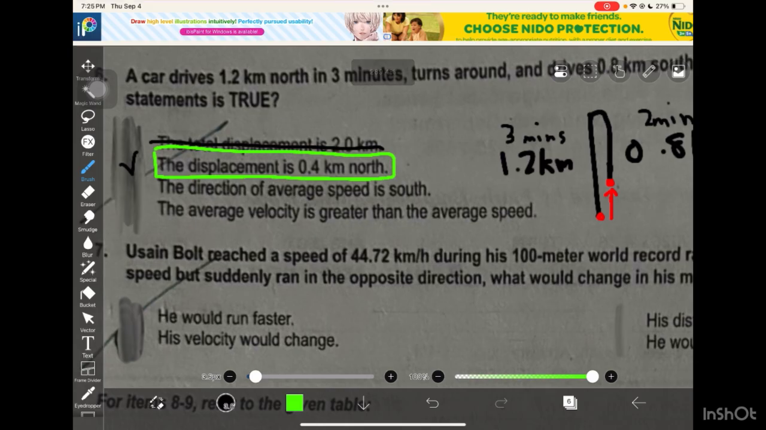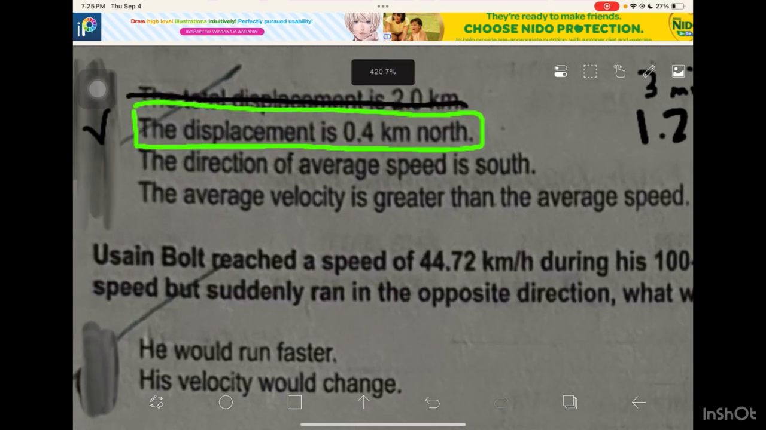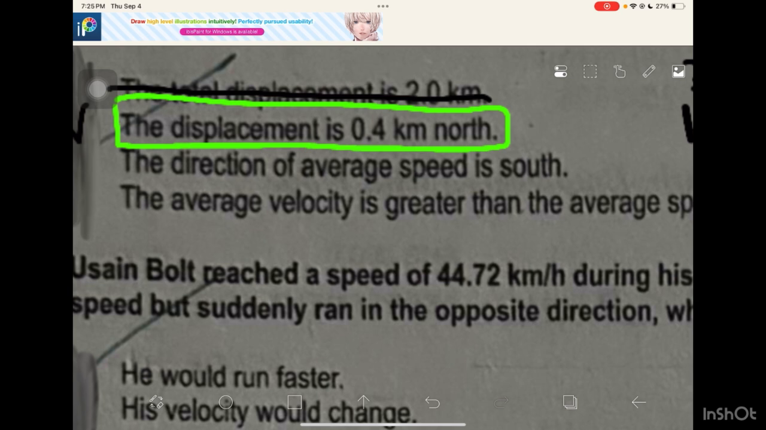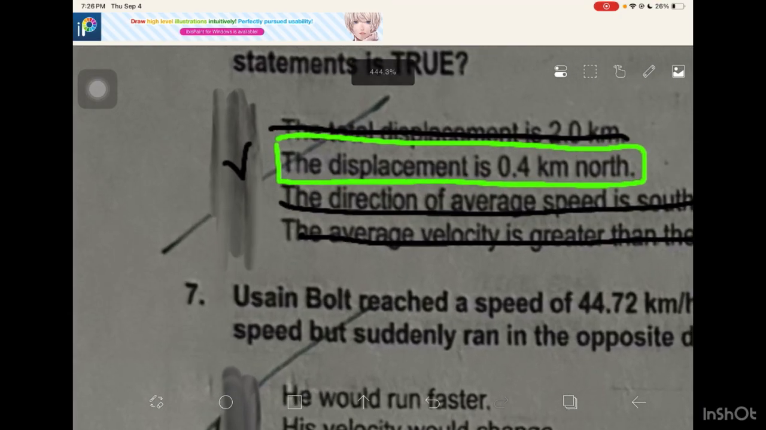The direction of average speed is south. So first and foremost, there's two errors here. One, the direction of average speed. There's no direction of speed. Sorry, it's called velocity, and yes, south. So this is obviously wrong. The average velocity is greater than the average speed, and of course, as we proved in our previous question, this is also always false. So this is the correct answer.